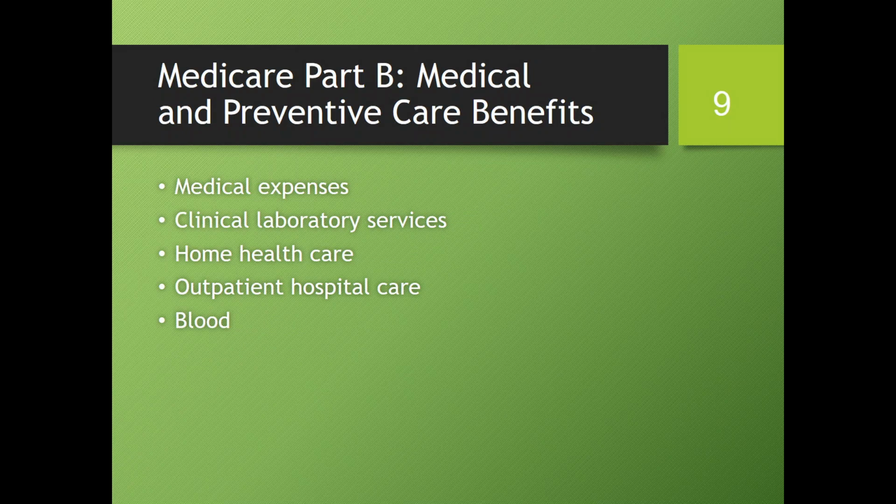Then we have Medicare Part B, which is medical and preventive care benefits. This is for medical expenses, clinical laboratory services, home health care, outpatient hospital care, and also blood work. How much Medicare will pay depends on the service that's provided. In 2010, the Patient Protection and Affordable Care Act made preventive measures free to Medicare beneficiaries, such as screening for colon, prostate, and breast cancer.